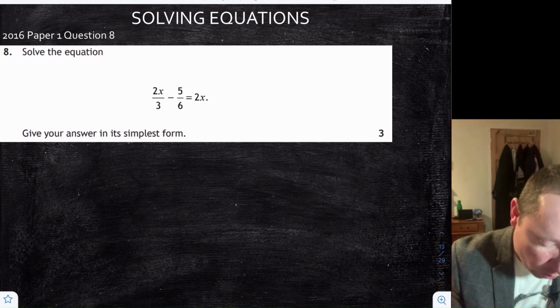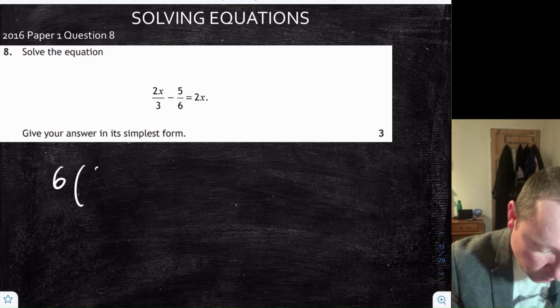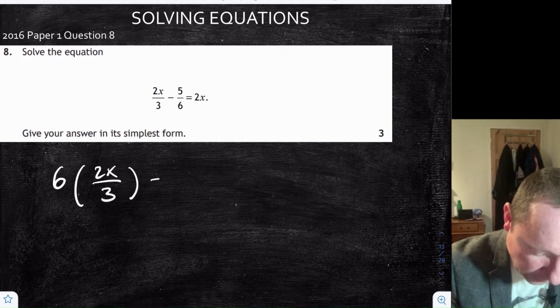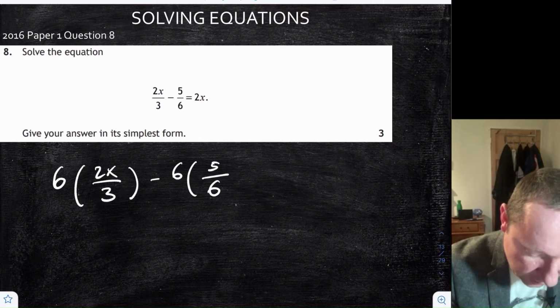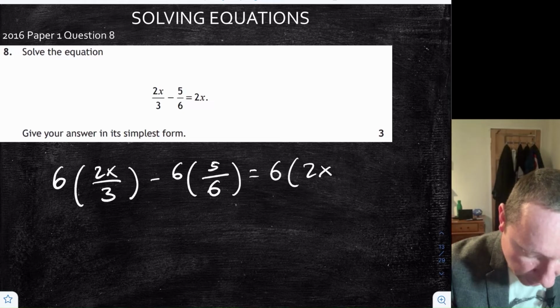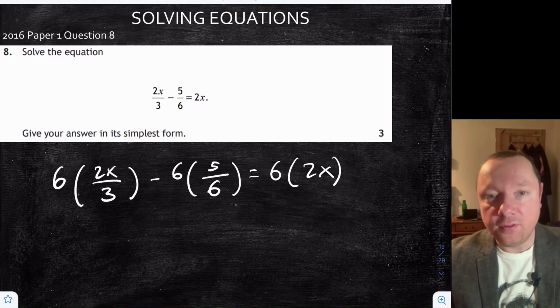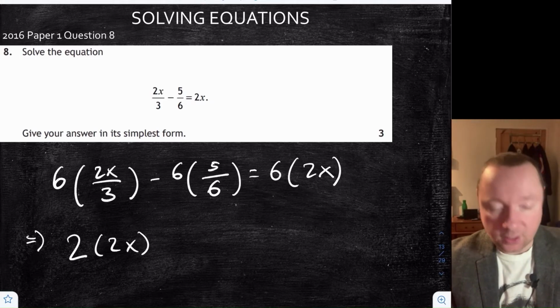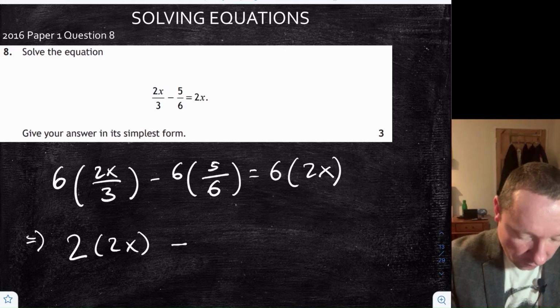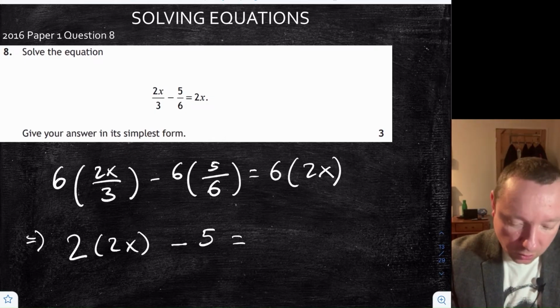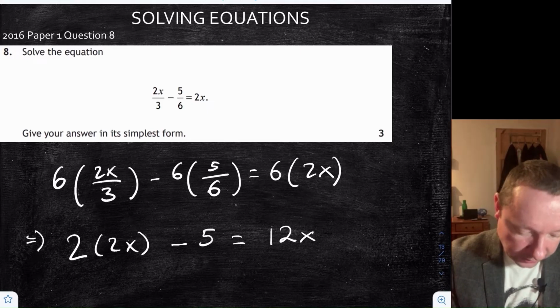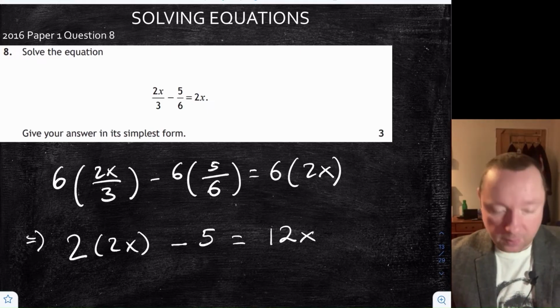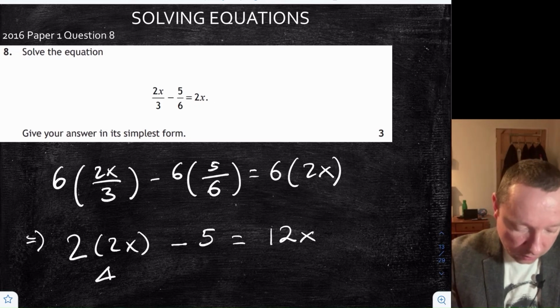So we've got 6 times 2x over 3 minus 6 times 5 over 6 equals 6 times 2x. Now we can just simplify everything as we go. So 6 divided by 3 is 2, so that gives me 2 times 2x. 6 divided by 6 is 1, so that gives me minus 5. And 6 times 2 is 12, so that gives me 12x. Now we can work this out by solving the equation. 2 2s is 4, 4x minus 5 equals 12x.